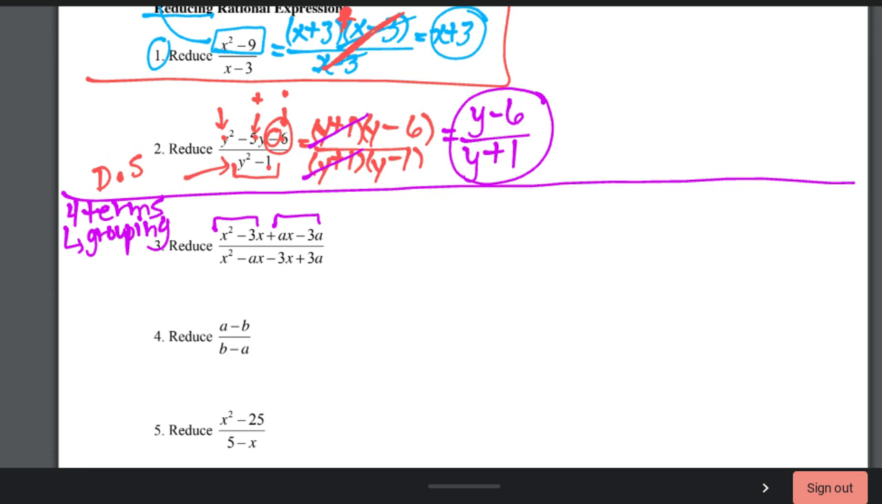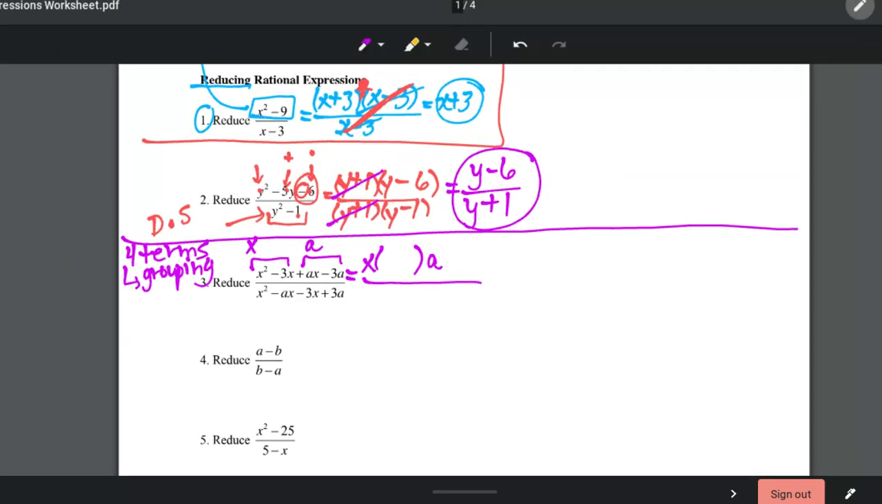So I'm just going to work on the numerator first, and then I'll come back and work on the denominator. For the numerator, it looks like the greatest common factor of the first 2 terms is an x, and the greatest common factor of the second 2 terms is an a. So I'm going to factor an x out of the first 2 terms and a positive a out of the second 2 terms. I need my eraser. Forgot to write the plus again.